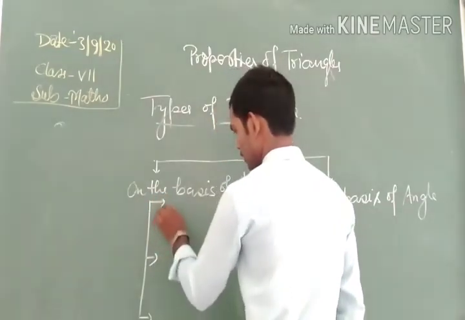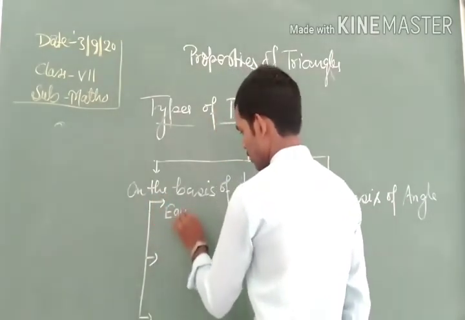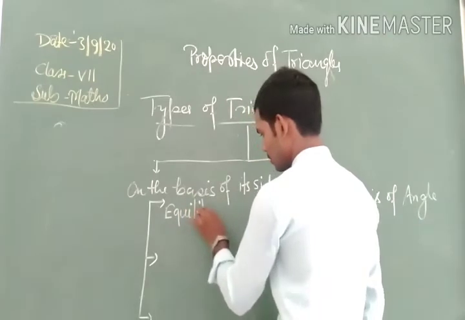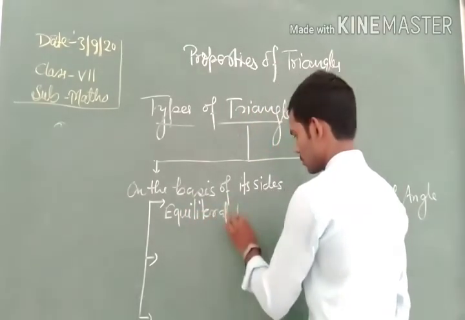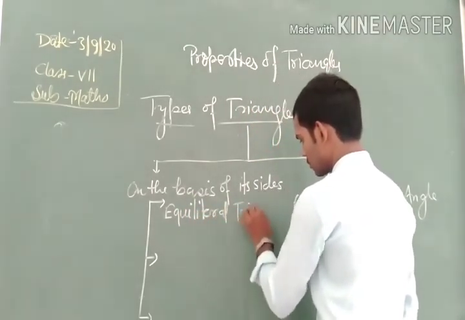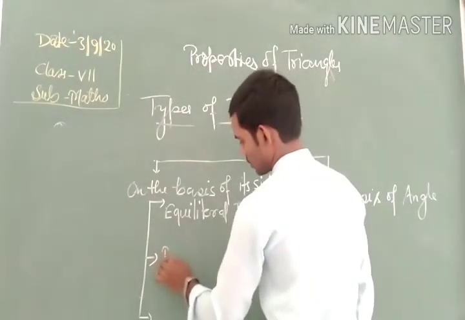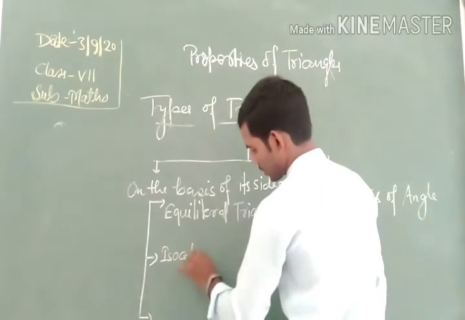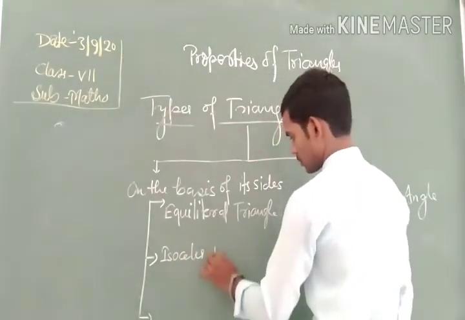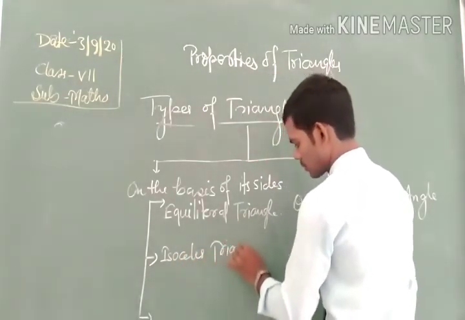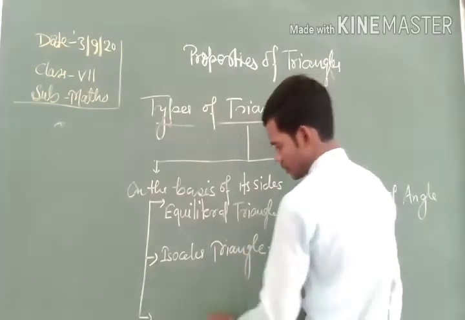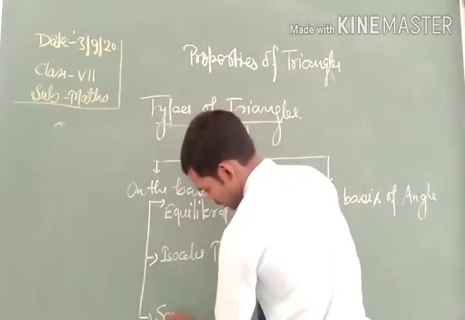The first is known as equilateral triangle. The second, isosceles triangle. And the third is known as scalene triangle.